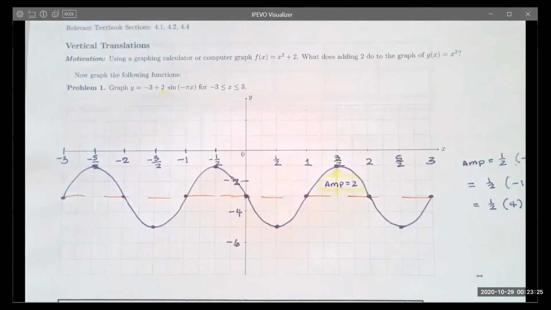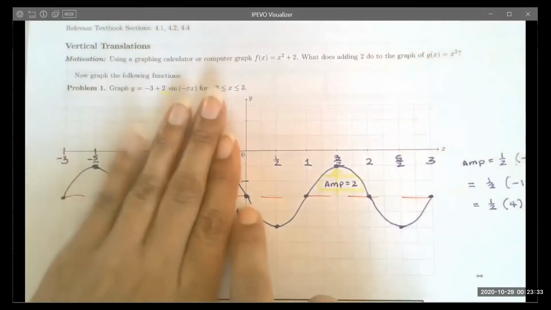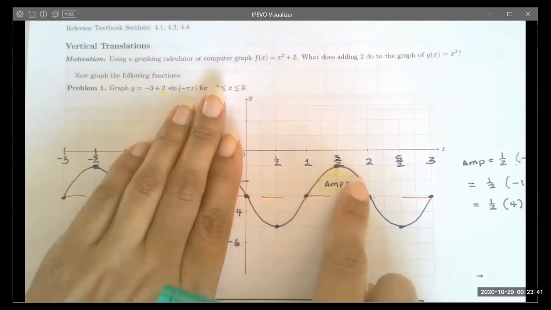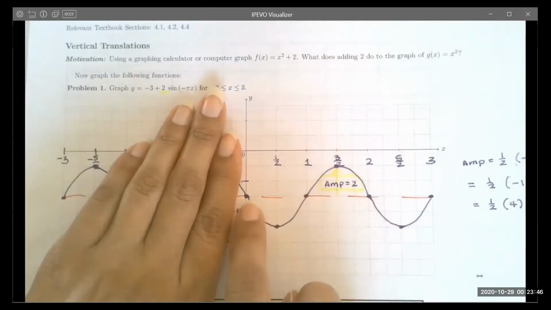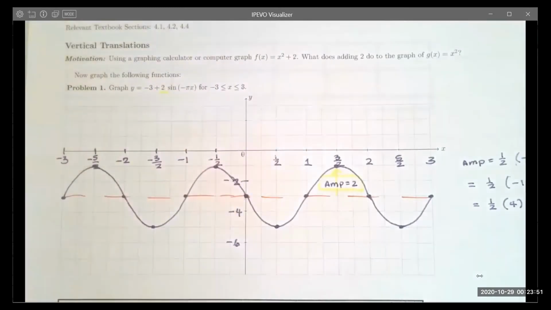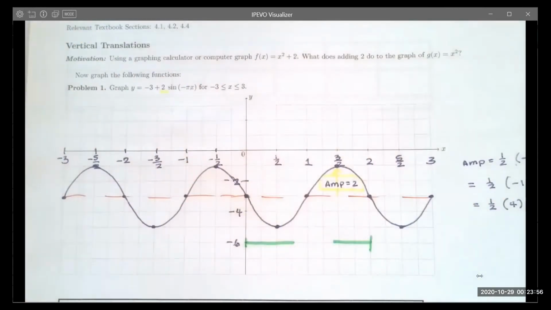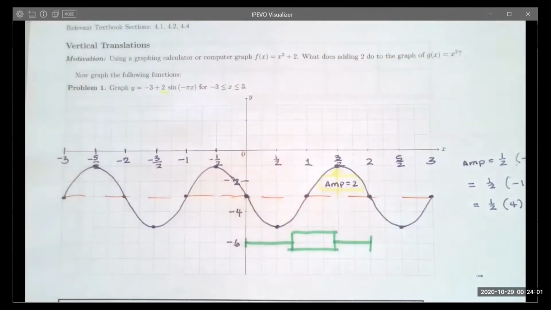What are some other characteristics? Well, if we look at how long it takes the graph to complete one full cycle, if we start considering from 0 on to the right, it's going to go down and then up and then back down. So this part of the graph is already repeating what happened between x equals 0 and x equals 1/2. So that means that from 0 to 2, we complete one cycle. And that means that the period is going to be 2.